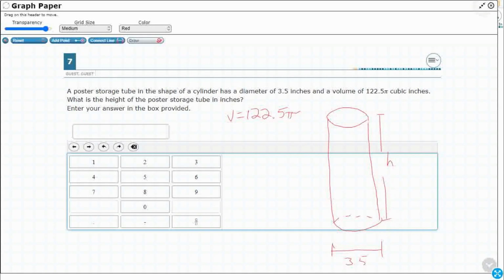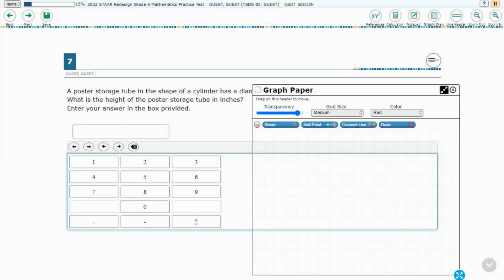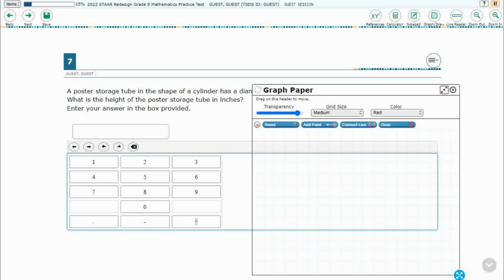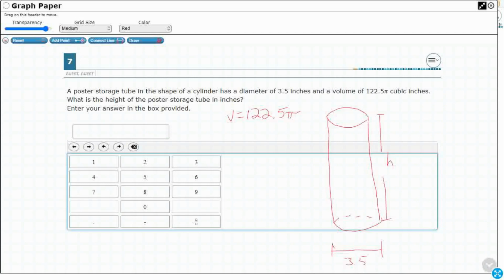All right, well, what do we remember about volume of a cylinder? Go to our reference chart here. We'll see it's right there at the very bottom. Volume of a prism or cylinder is V equals BH. Okay, so I know that my volume equals 122.5 pi. That's what they tell you right here. We also know from the reference chart, volume equals base times height, just like a prism.